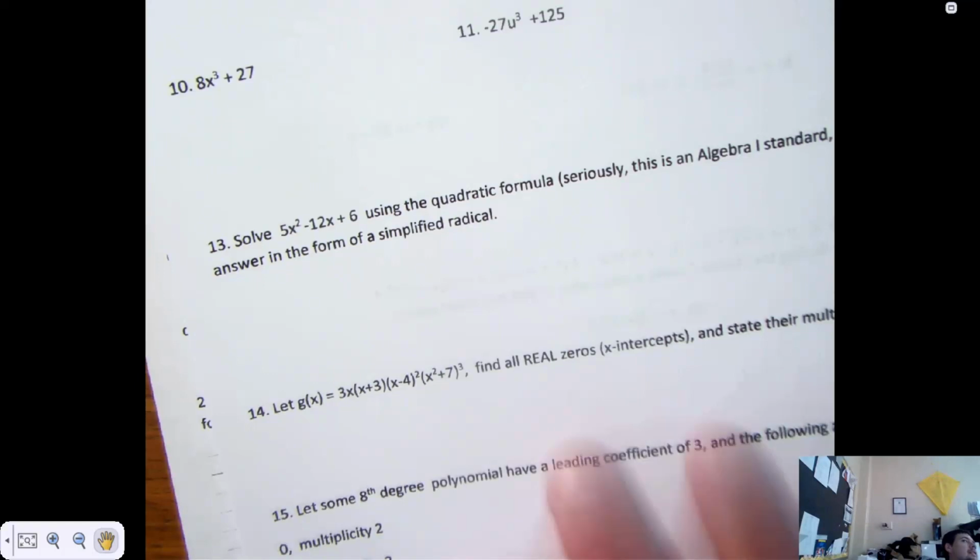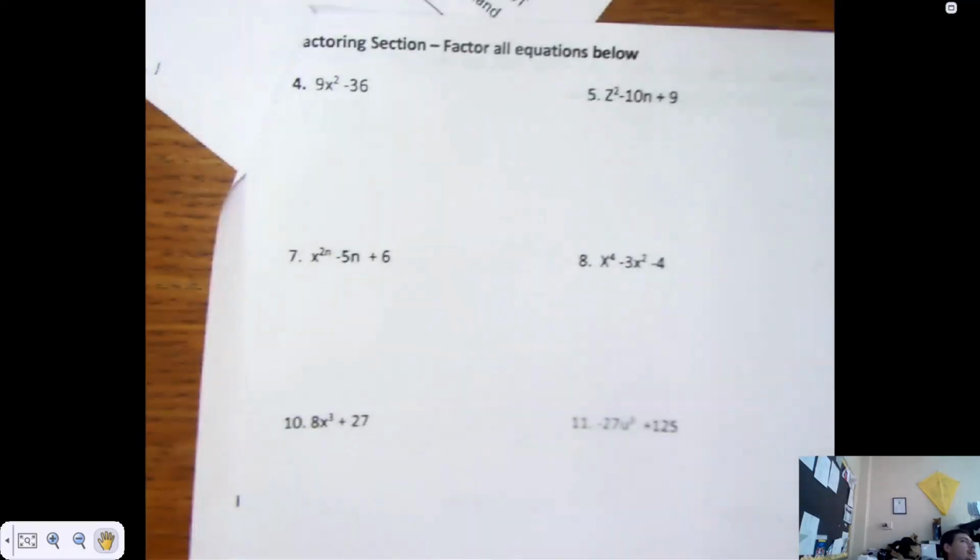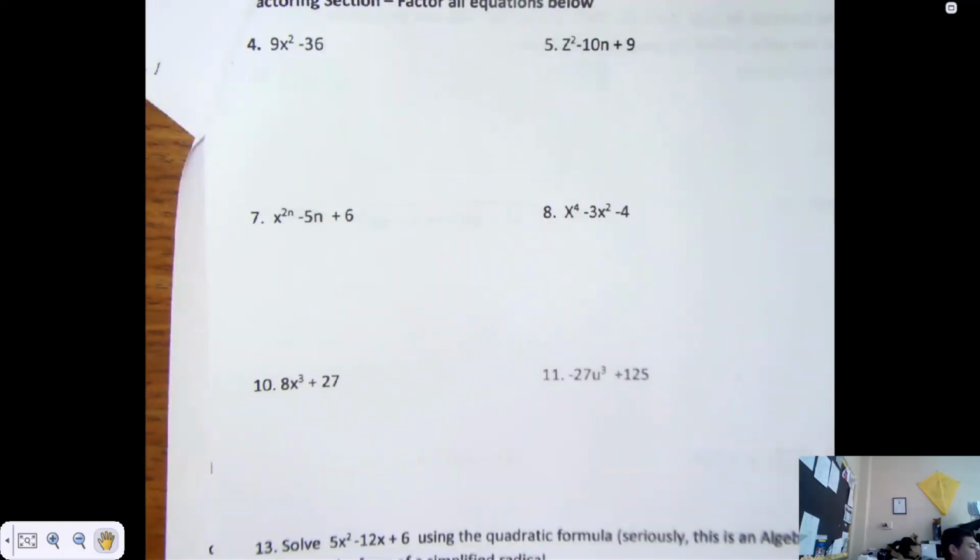Factoring. I think there's only 3 or 4 factoring questions on the actual quiz. This is a fat twin. It's got a lot more on it than the actual quiz has. So let's do some factoring. How do you factor 9x squared minus 36?